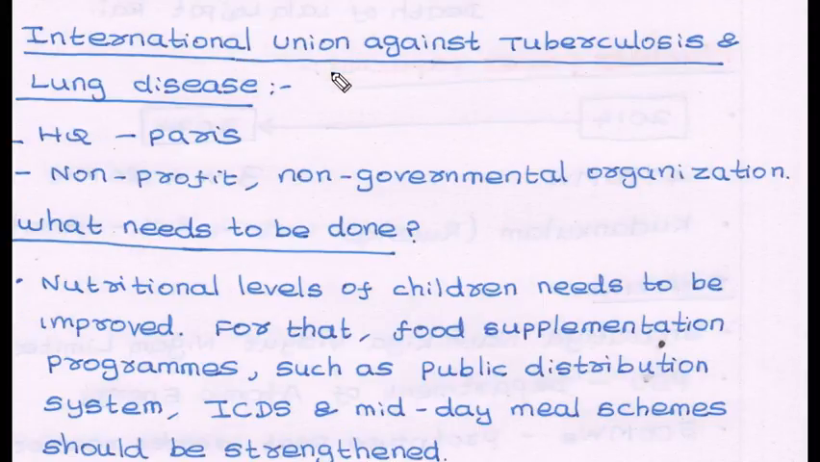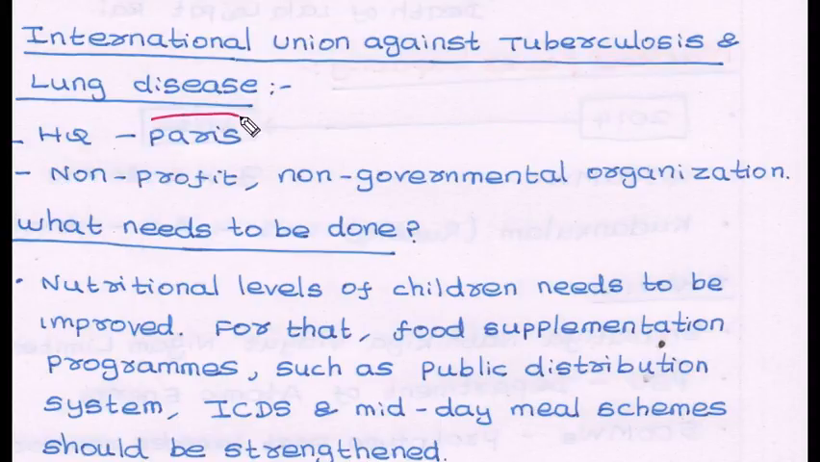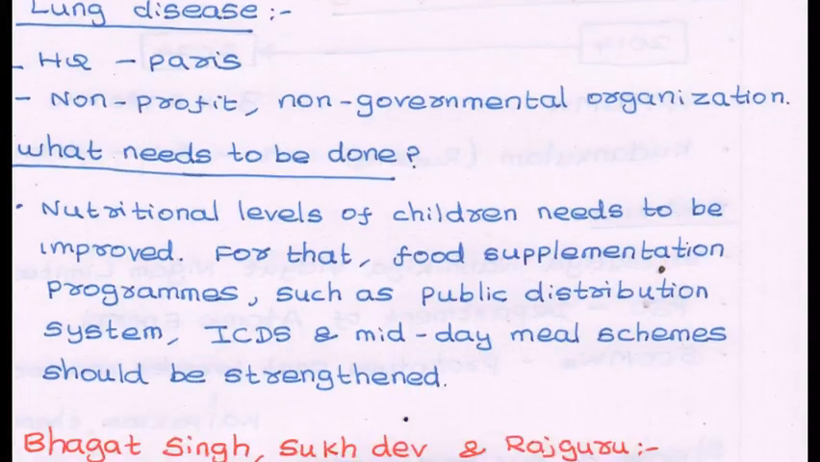There is an organization which came in the news, the International Union Against Tuberculosis and Lung Disease. It is a non-profit and non-governmental organization. Simply you can say it is a non-profit NGO that works in the field of tuberculosis and lung disease. Its headquarters is located in Paris. It may be asked in the prelims examination.